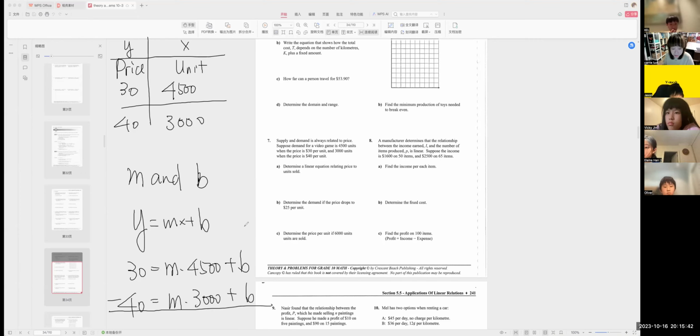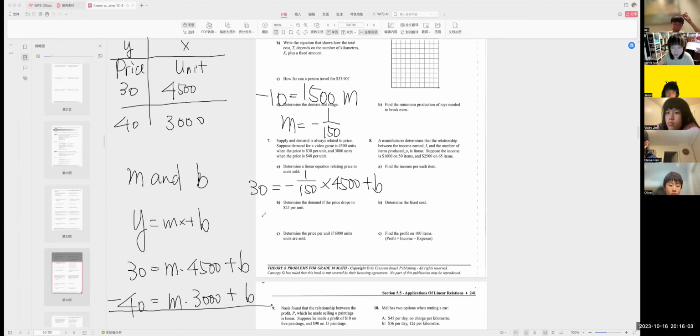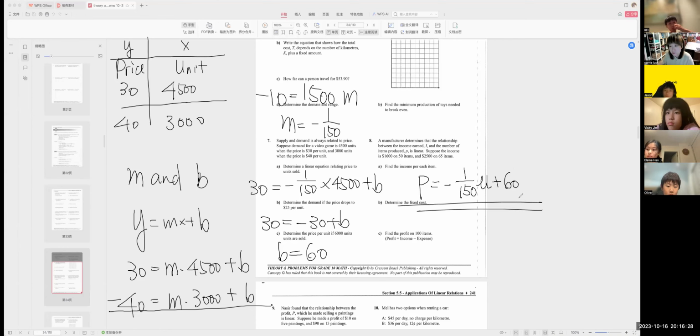Okay, so you can just directly minus them. So negative 10 equals 1,500 M. So M equals negative 1 over 150. Because what M equals what? We can do that. 30 equals negative 1 over 150 times 4,500 plus B. So 30 equals negative 30 plus B. So B equals 60. So the equation is Y equals, sorry, we can say price, so price equals negative 1 over 150 times unit plus 60. Oliver, did you get it?